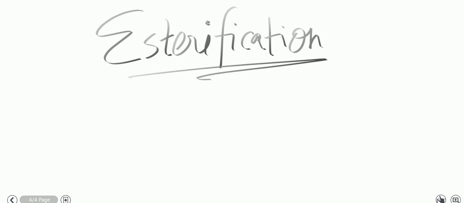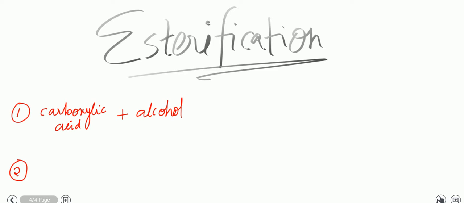Esterification is the process where we form an ester as a product. This can be done in two ways. One, when we react an alcohol with a carboxylic acid, we get ester plus water. So we're forming an ester.